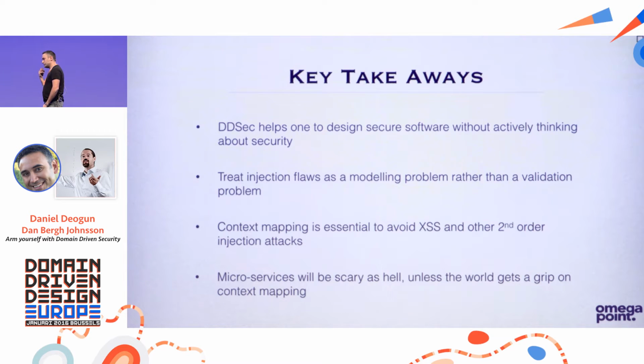We're going to actually say that you should treat this as a modeling problem and not as a validation problem. You're going to use context mapping to essentially avoid something called cross-site scripting and second-order attacks. And we're also going to show that microservices can be really painful unless you get that context mapping covered.